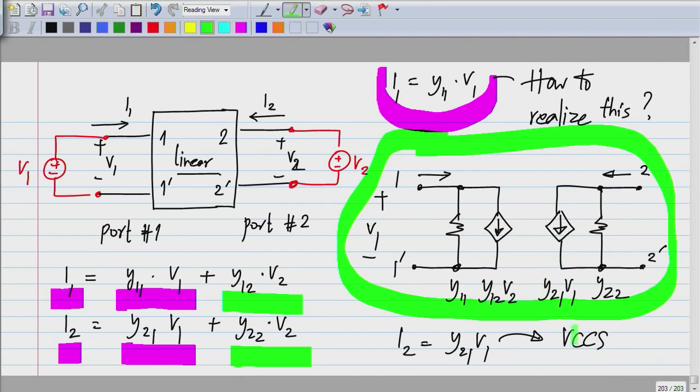The question is, how do you say it is a voltage controlled current source? Because the current is a function of a voltage. This is the input, this is the output, so to speak. So it is controlled by this voltage and gives you that current. So it's a voltage controlled current source.